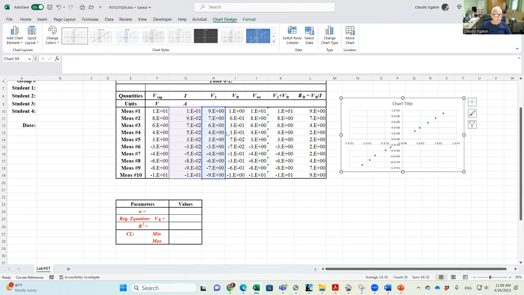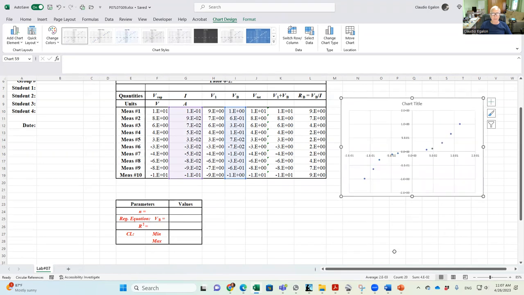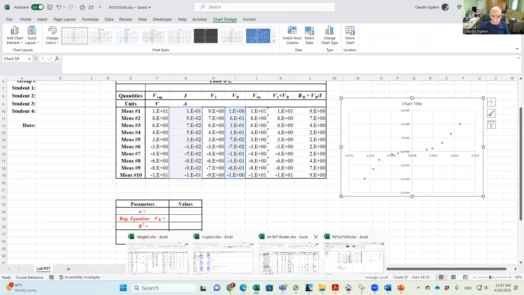But if you plot VB instead, you're going to get a different graph. See, that is not a straight line anymore, because the bulb doesn't behave like an ohmic element. So I want you to do that now, and I'm going to take roll right now while you do that.